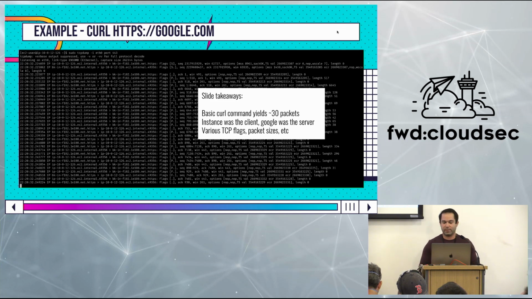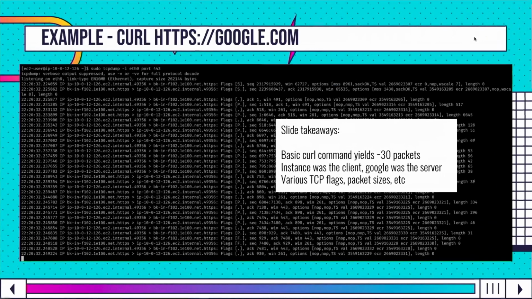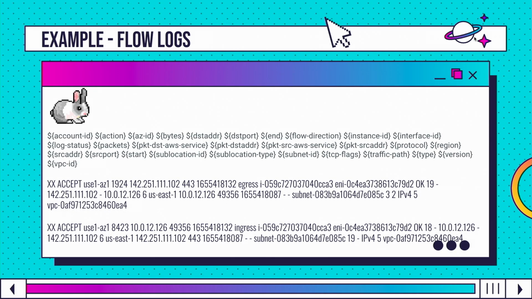What I want your takeaways to be is that it was a basic curl command. We got about 30 packets. Our instance was the client, and we were talking to Google. And we have a number of TCP flags in this communication, various packet sizes, etc. So what does that end up looking like? Again, if this slide is hard to read, that's kind of the intent. These logs are not necessarily easy to parse by default, so it's important to know what you're looking at when you set up this logging.